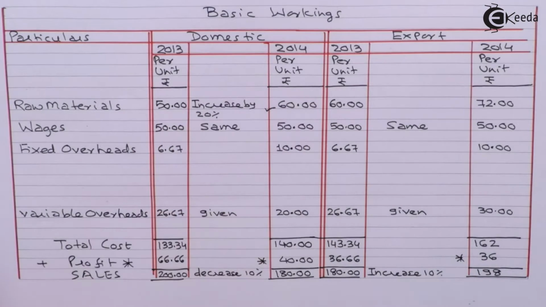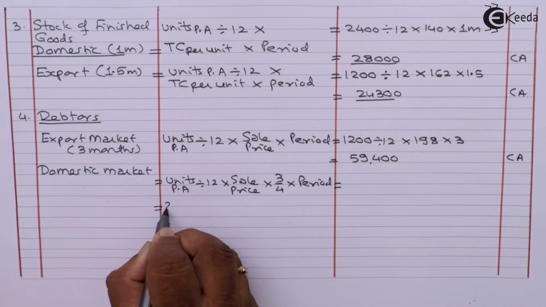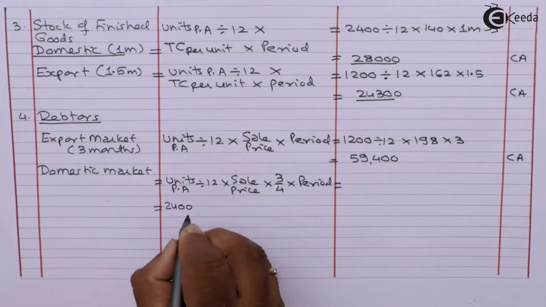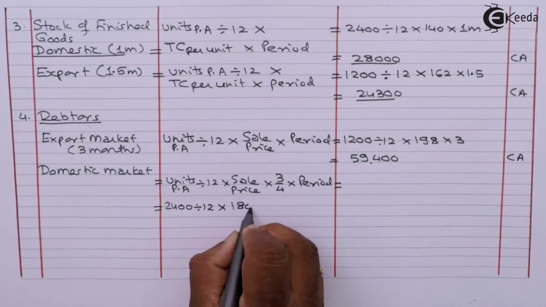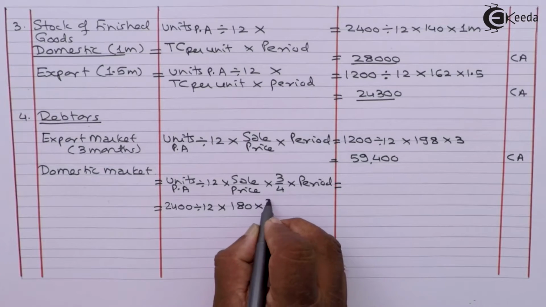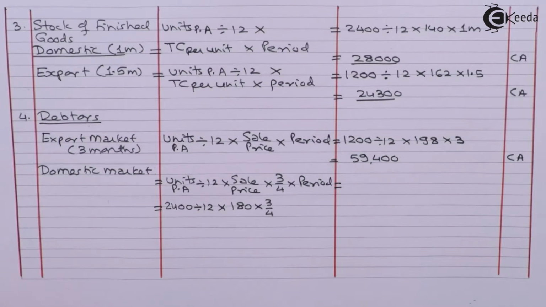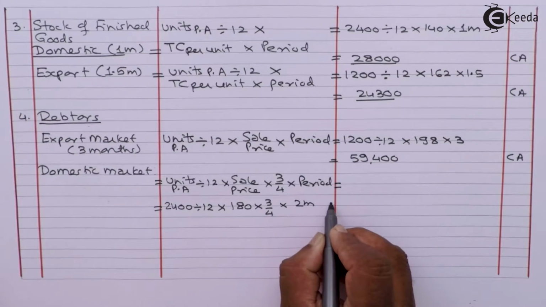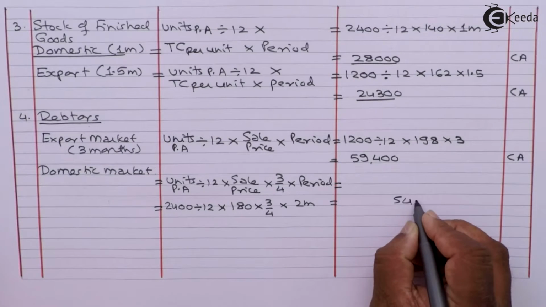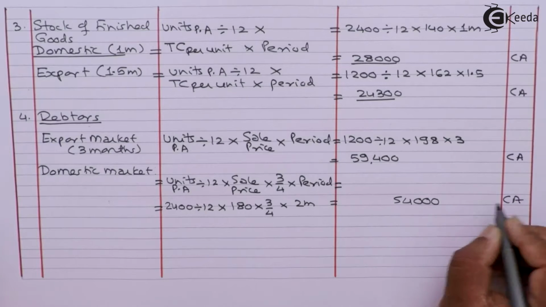In case of domestic market, sale price is 180, units per annum 2400, divided by 12 to get per month, multiplied by sale price 180, multiplied by 3/4, indicating credit sales of 75%, multiplied by period of credit. Period of credit for domestic is 2 months. It comes to 54,000. This will be part of current asset.